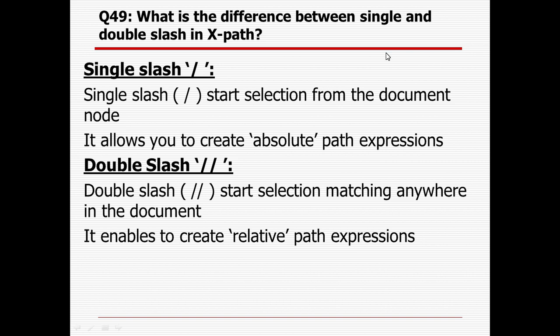What is the difference between single and double slash in XPath? Single slash starts selection from the document node; it allows you to create an absolute path expression, whereas double slash starts selection matching anywhere in the document; it enables you to create a relative path expression. In Selenium WebDriver, relative XPath is obviously safer, because with an absolute XPath, sometimes if some of the syntax changes or some tables or other things are introduced, it will not be able to recognize the element.